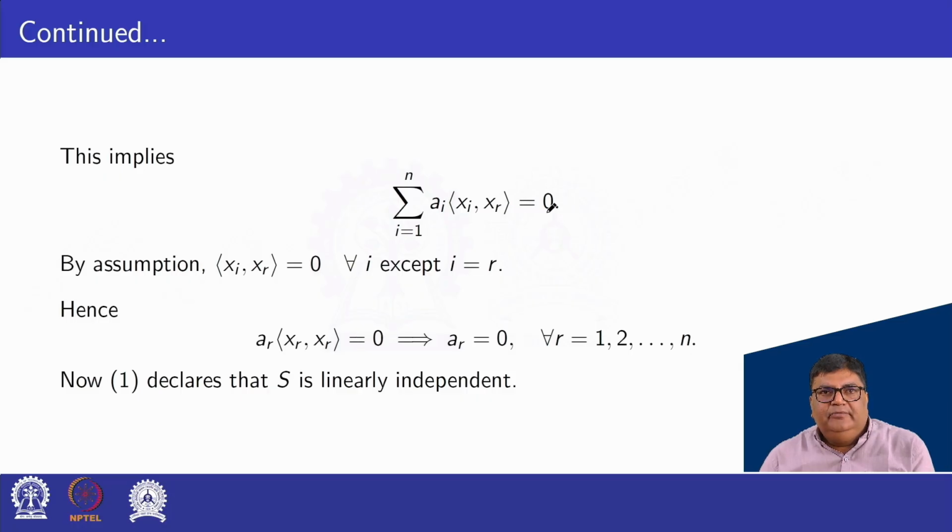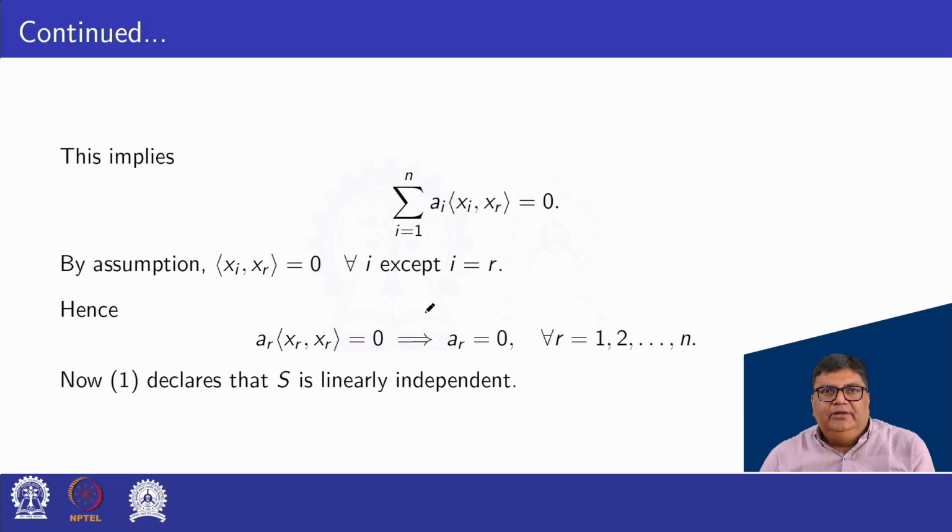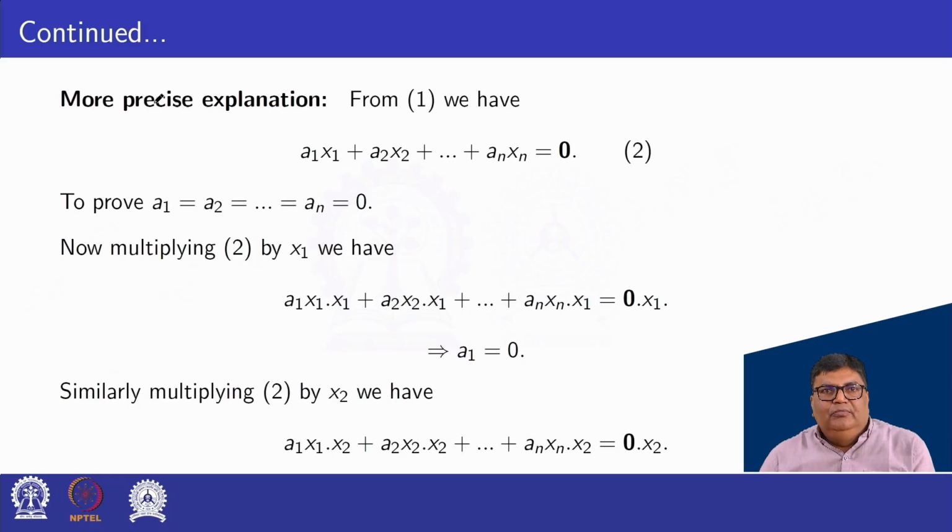This is defined. Okay, so this implies that ar is equal to 0 for all r equal to 1, 2 and so on to n. So from equation 1, all ai are equal to 0, for i equal to 1 to n. So equation 1 declares that S is linearly independent. A more precise explanation we can see here.